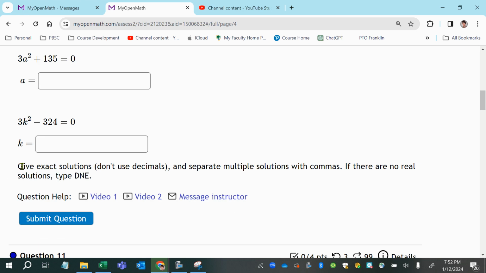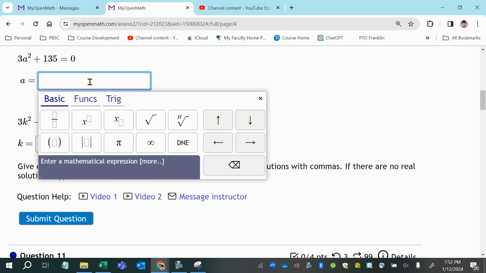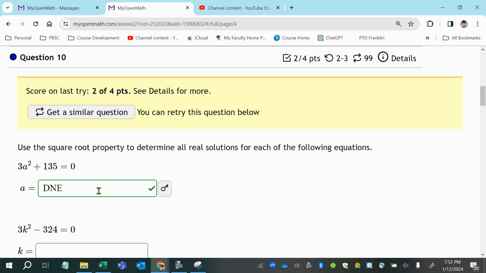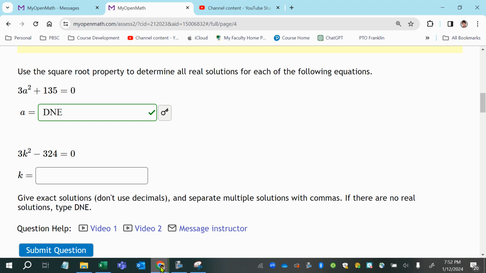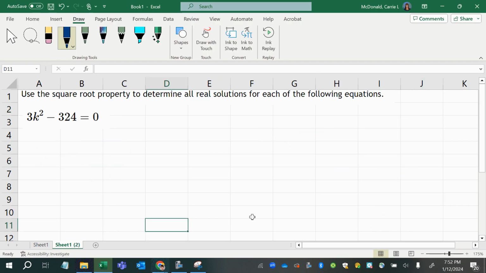It actually says down here, give exact solutions, don't use decimals, separate multiple solutions with commas. If there are no real solutions, type DNE. So there we go. We want to type DNE because there's no real solutions here. I don't know if it needs to be capitalized. Oh, it liked it. It was fine. Okay. The other one, let's see what happens with the other equation they gave us here.